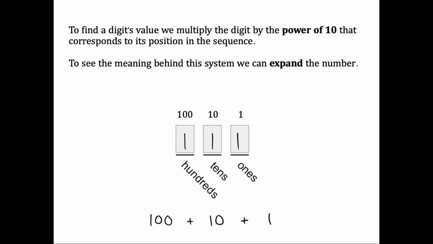All we have to do is line up the ones place values on the right and then add each column. 0 plus 0 plus 1 makes 1. 0 plus 1 makes 1. And then we bring down the 1 in the hundreds place to get the original number 111.